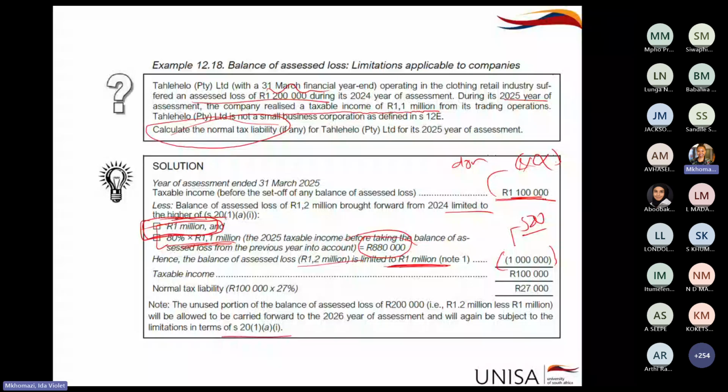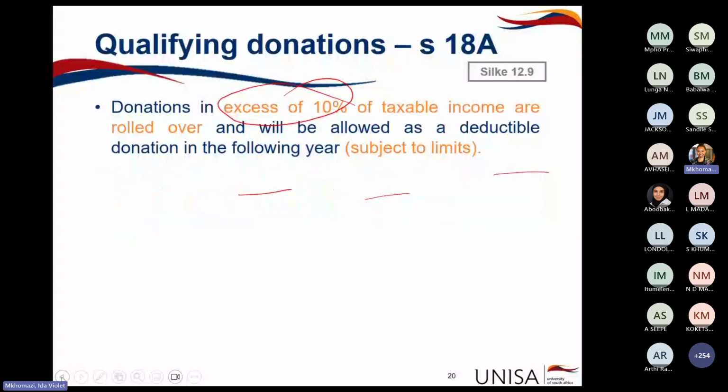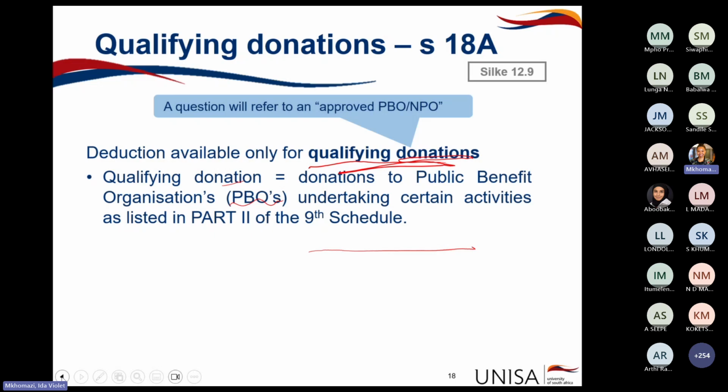What do you do with the remaining balance of 200,000? That remaining balance, you carry it forward to the next year of assessment. And again, in that next year of assessment, it will be subject to the limitation rules in Section 20. Okay, so that's that on the tax framework.